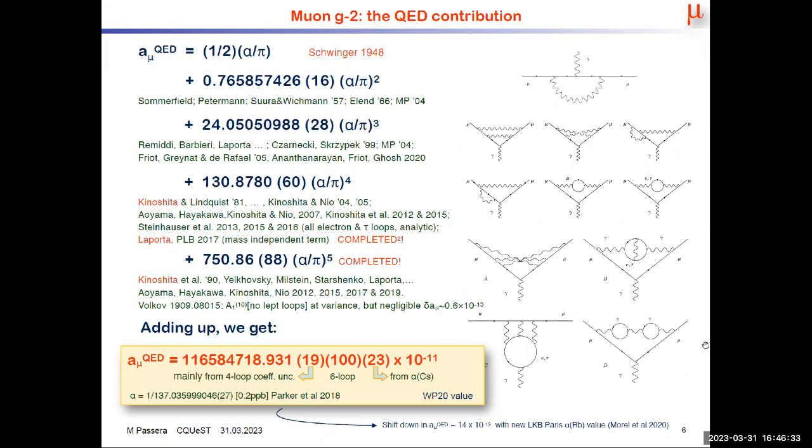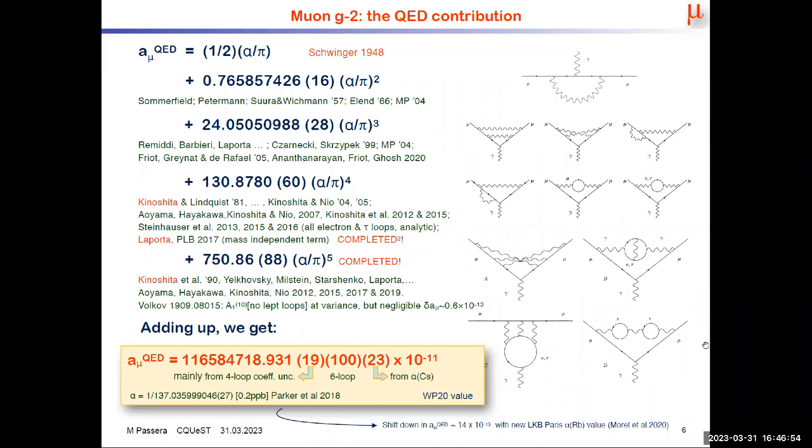So the 100 here is 0.1 times 10 to the minus 11, right? Exactly, okay. It's 10 to the minus 12. Yeah, the digits are given like this. So this 10 to the minus 12 is the largest uncertainty, due to the estimate of the missing next contribution, which is the six-loop contribution.